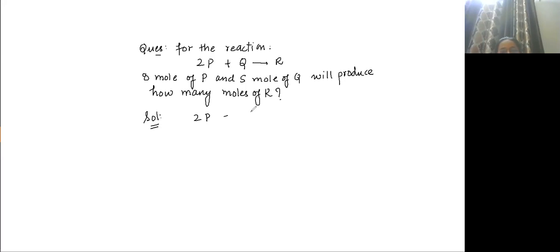Now 2P plus Q gives R. Moles of P is 8. Moles of Q is 5. So 8 by 2, 5 by 1.